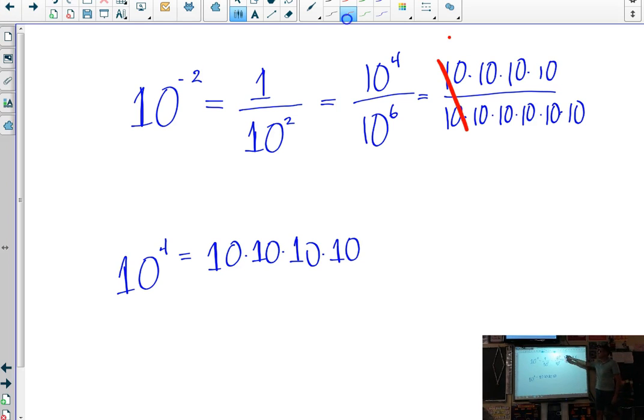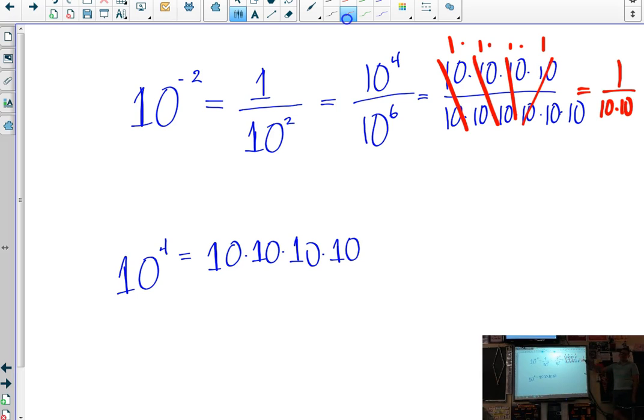So 10 divided by 10 makes 1. So now on top, I actually have 1 times 1 times 1 times 1. On bottom, I have 1 times 1 times 1 times 1 times 10 times 10. I still have 10s down. So this really becomes 1 over 10 times 10.